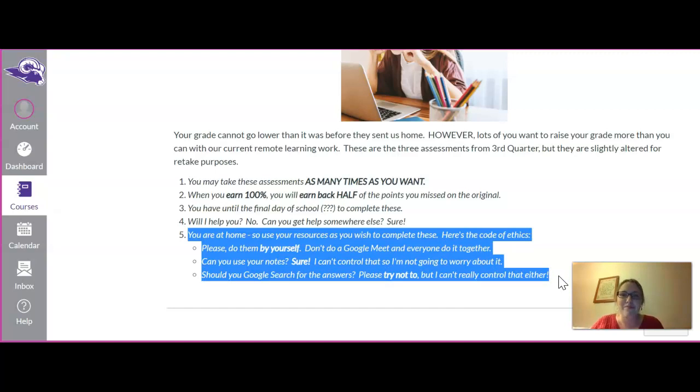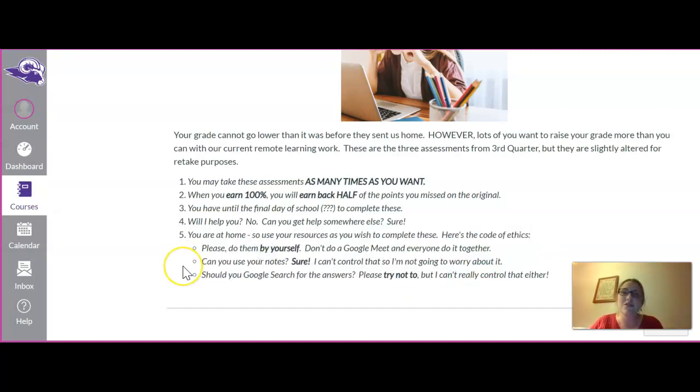You're at home. You get to make some choices about what resources you use. So my one request is do these by yourself. Don't do a Google Meet and then everybody log in and do it all together because, let's be honest, you aren't showing your learning that way. Can I control that? Not really. So it really is my humble request.